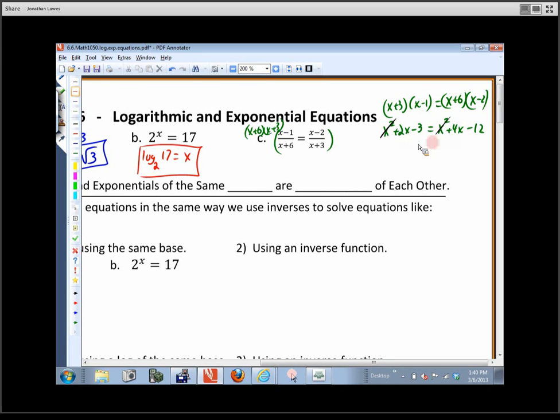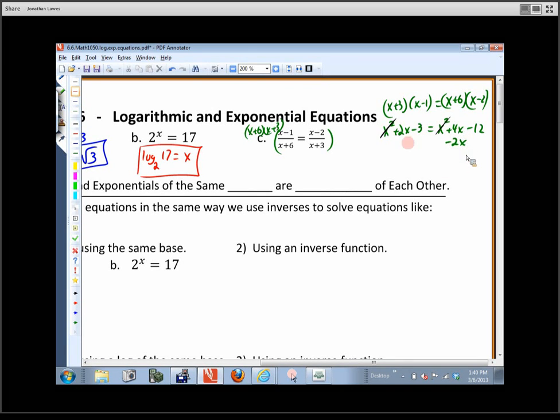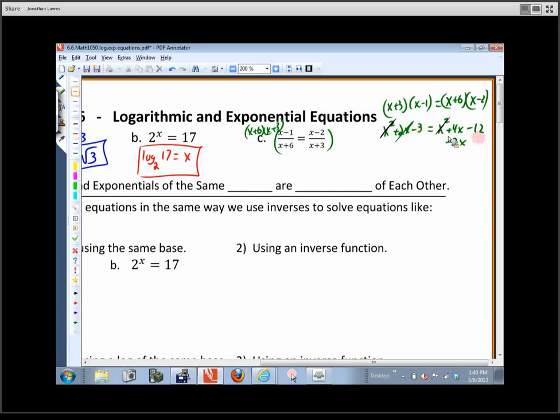I'm going to move the 2x to this side by subtracting 2x, so that's going to be gone. And then I'm going to move the 12 to the other side by adding 12, so that'll be gone. So I end up with a 2x, and over here I get a 9. I finish this problem by dividing everything by 2. So I get x equals 9/2.